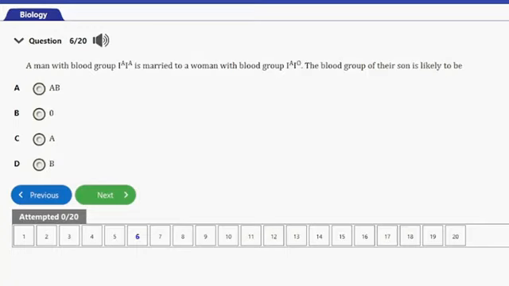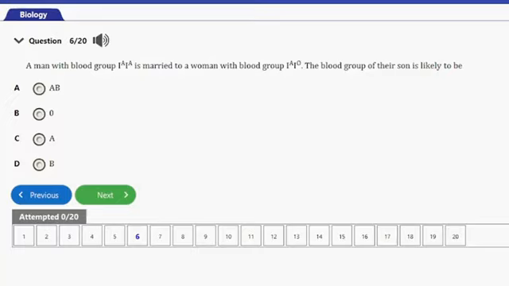Question number 6 here. It says a man with blood group IA is married to a woman with blood group IAIO. The blood group of their son is likely to be option A is AB, B is O, C is A, and D is B.